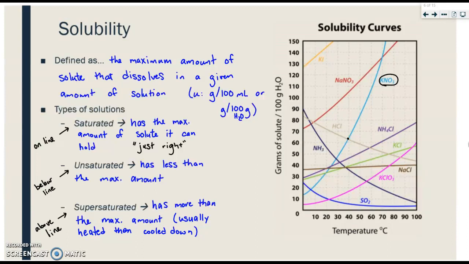If instead you were told at 40 degrees that 50 grams were dissolved into solution, you would say, oh, it's below the line for KNO3, so it's unsaturated. And finally, if you were told there were 80 grams put into the 100 grams, it's above the solubility curve line, so it would be supersaturated. We will continue our study of solutions in the next video.